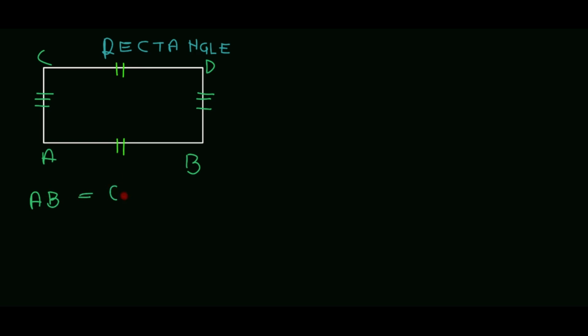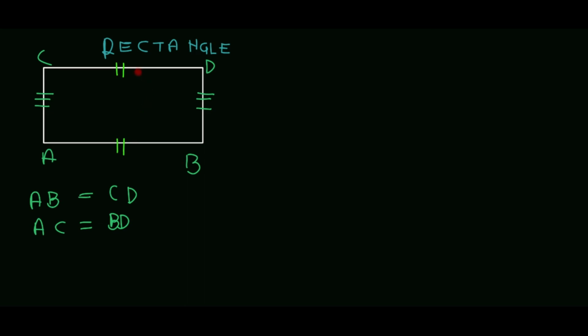And then moving on to another type of quadrilateral, which is a rectangle. And the properties of this rectangle: opposite sides are equal. Let's say this is A, B, C, and D. So it means AB is equal to CD, and AC is equal to BD.